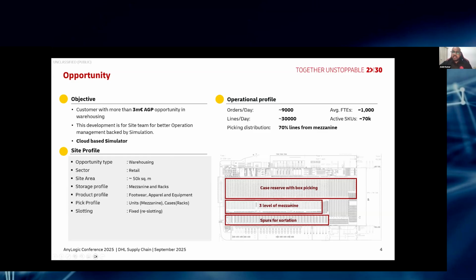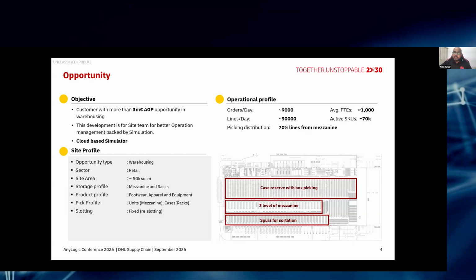On the right bottom side, you can see this is the complete layout, and there are only 3 key focus areas. Case reserve area, which consists of racks, and we have mezzanine as well, in the middle part you can see. And at the end, we have sorters for the sortation process. So this simulator is aimed to cover all the outbound activities happening inside the warehouse. And the overall area of this site is around 50,000 square meters.